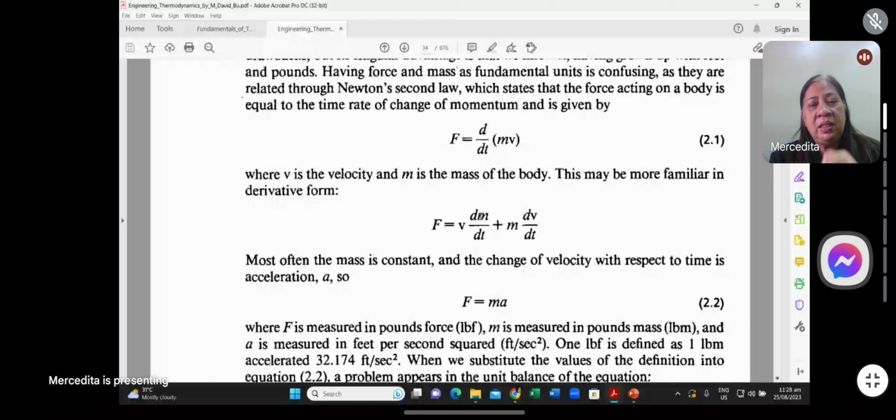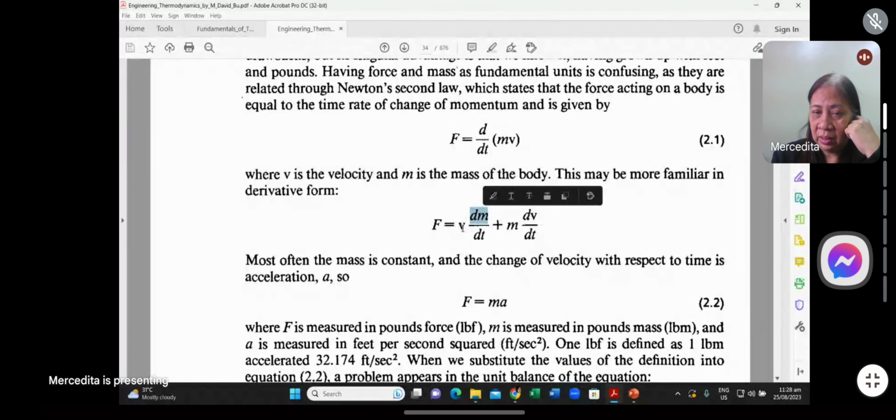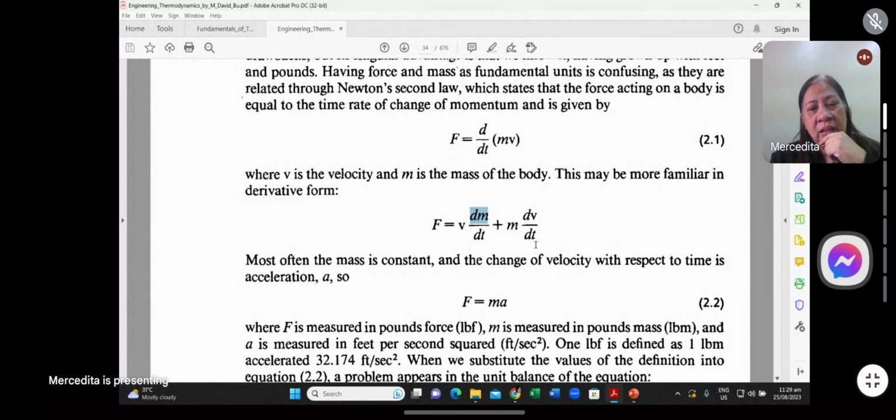the change in mass, dm, is zero. And since mass is constant, magsisiro na ang part na ito ng expression ay 0. Matitira na lang is mass multiplied by dv over dt. Now, change in velocity per unit of time is what we call acceleration, or it is the definition of acceleration. That is the time rate of change in velocity.